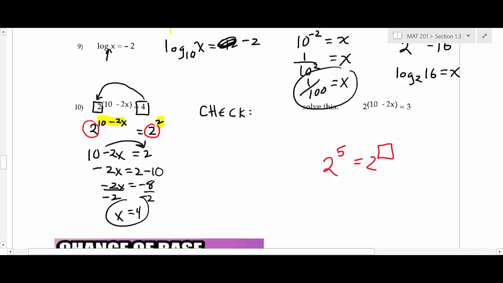Tell me, I don't know. Makes sense to me. Okay, if the bases are the same, the exponents have to be. Let's see if we're right.